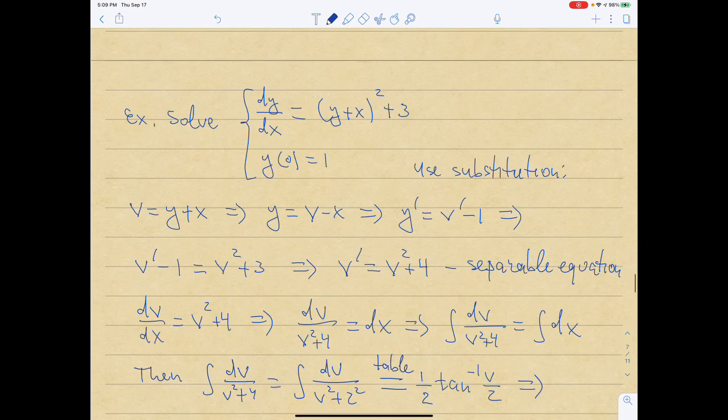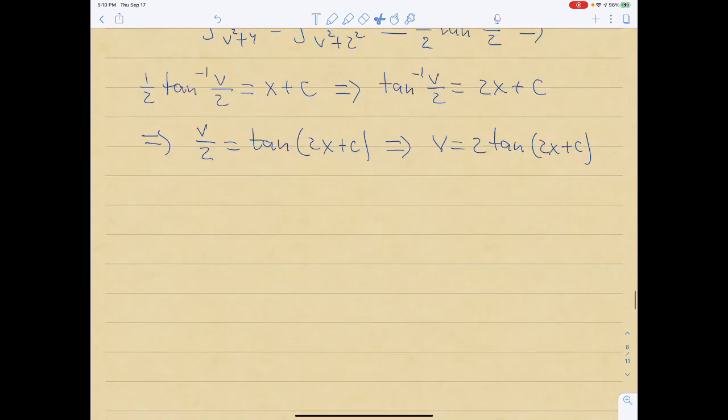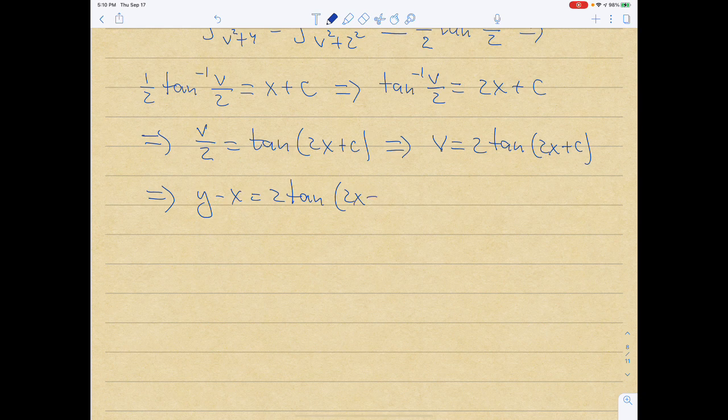And now remember that we're actually solving an equation for y, so we have to be able to determine y from v. Y and v are related in this way. Y is v minus x. And so y is v minus x and v is y plus x. So y plus x is 2 tangent of 2x plus c. So I can solve for y completely. Y is minus x plus 2 tangent of 2x plus c.